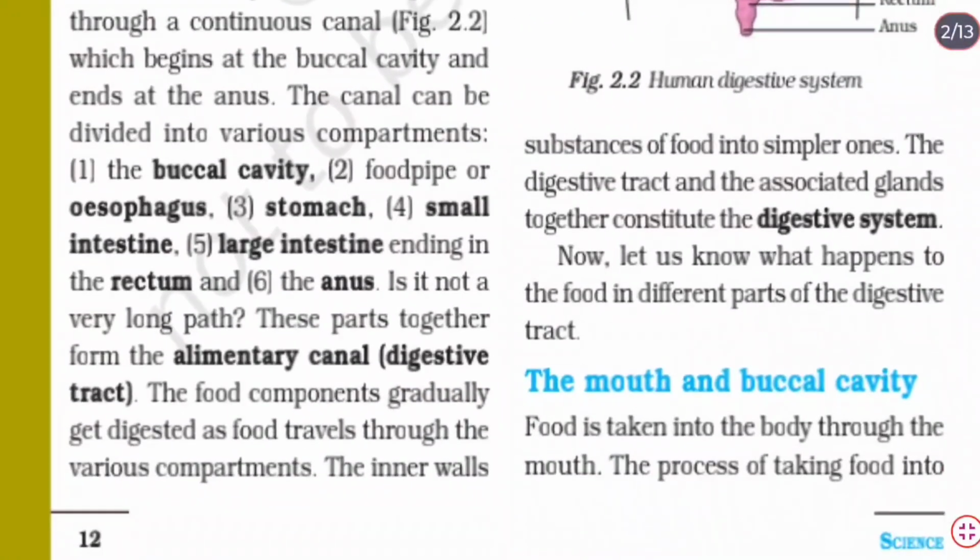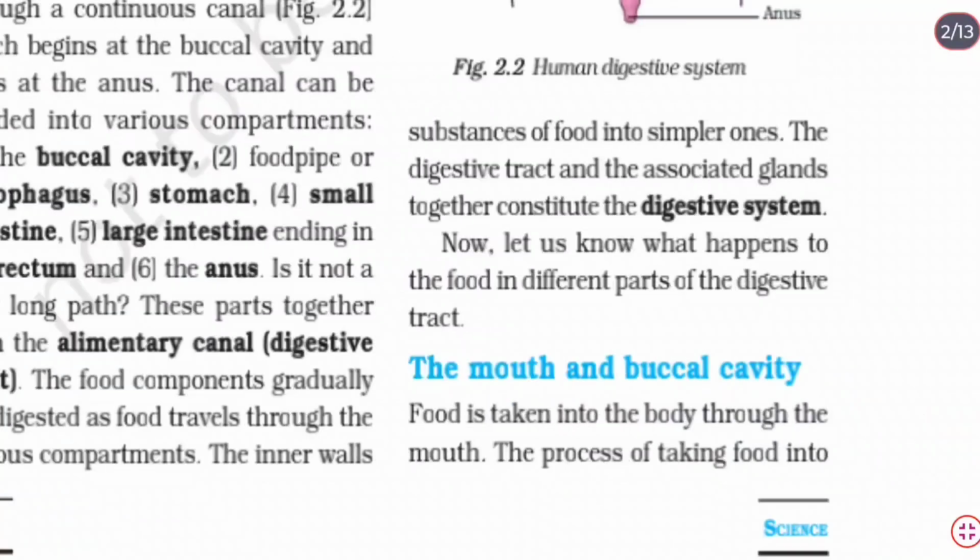The buccal cavity, food pipe or esophagus, stomach, small intestine, large intestine, ending in the rectum and the anus. These parts together form the alimentary canal, or digestive tract. The food components are gradually digested as food travels through the various compartments. The inner wall breaks the substances of food into simpler ones. The digestive tract and the associated glands together constitute the digestive system.